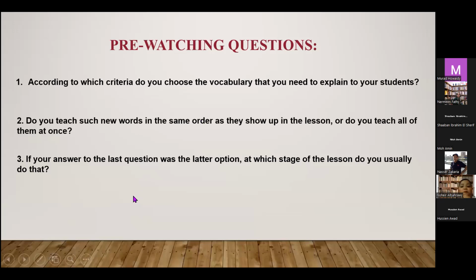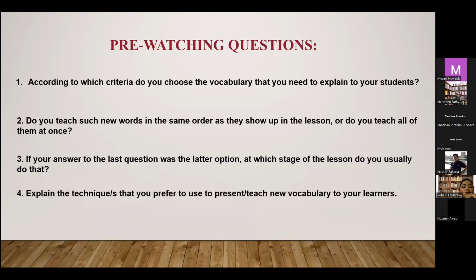Okay. The last question. What about eliciting meaning? Eliciting meaning is a stage of presenting the word itself. We will talk about it later on. Explain the techniques that you prefer to use to present and teach new vocab. What technique do you use to explain the new vocab?